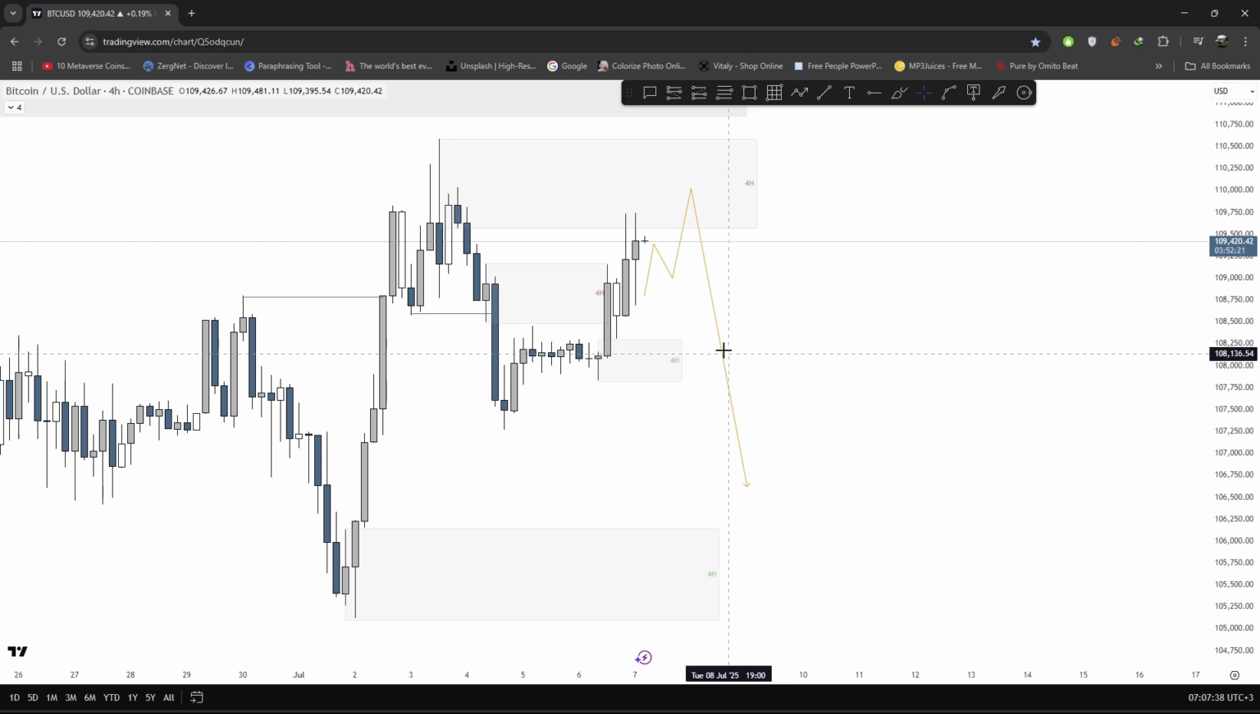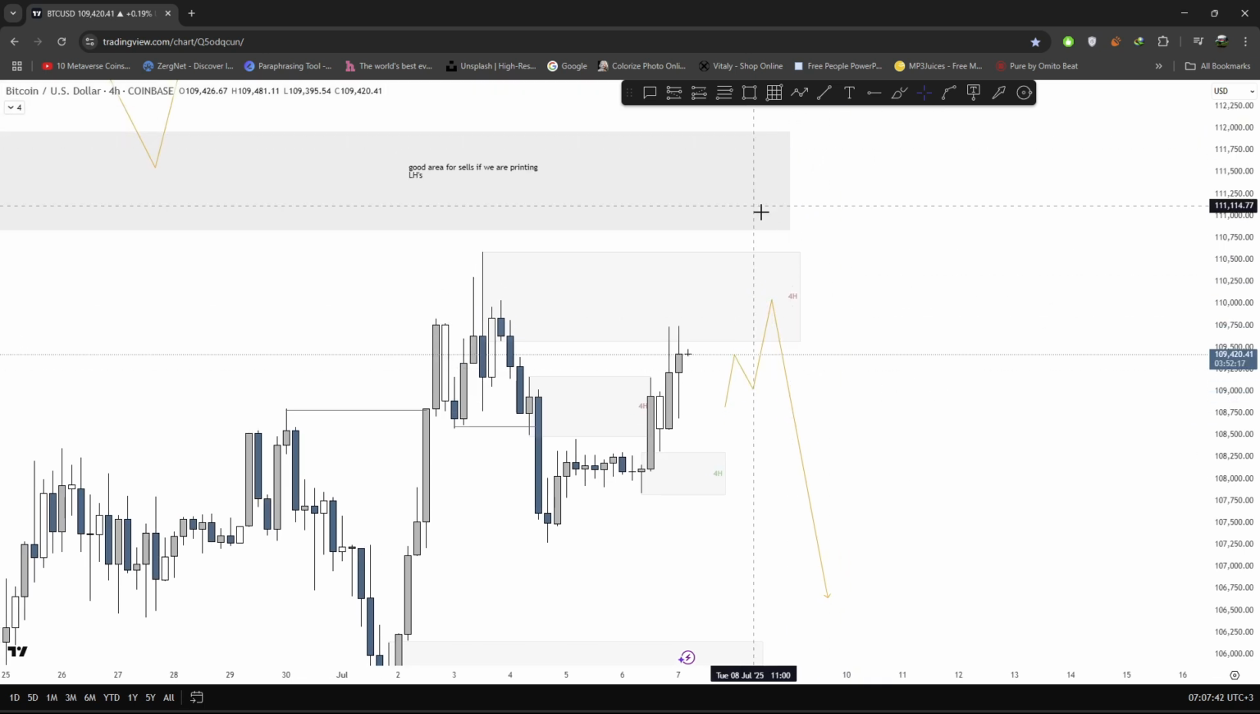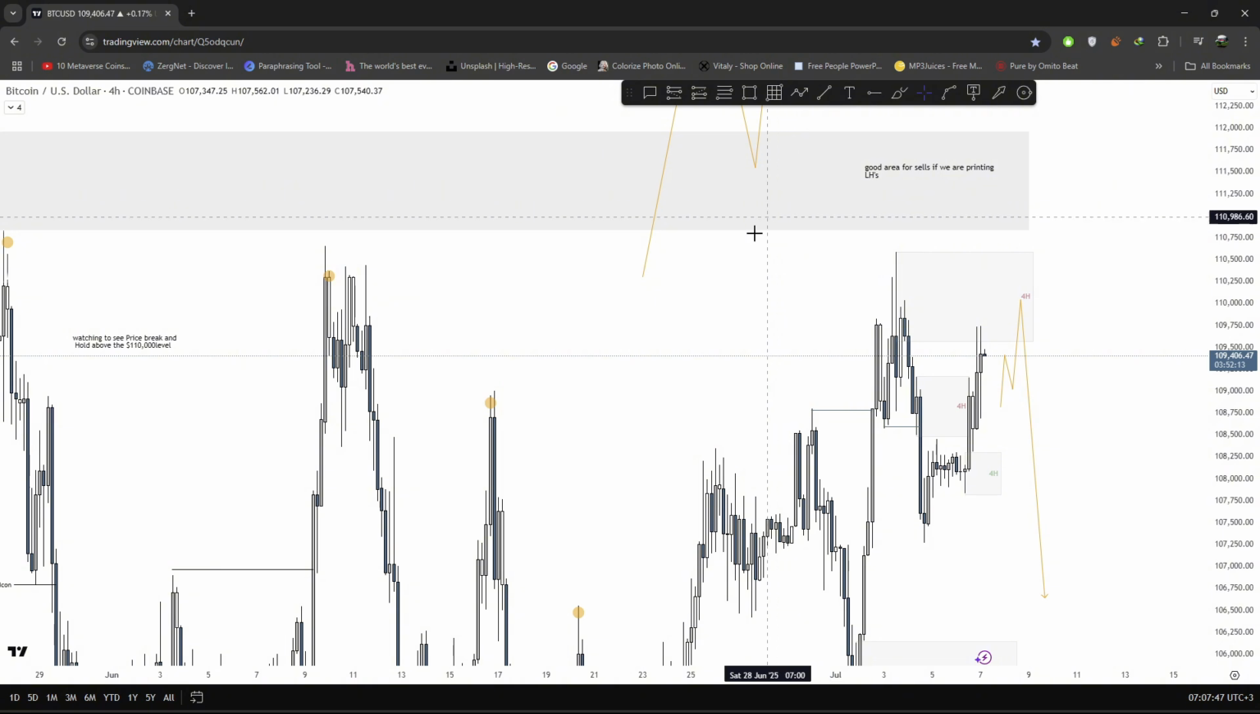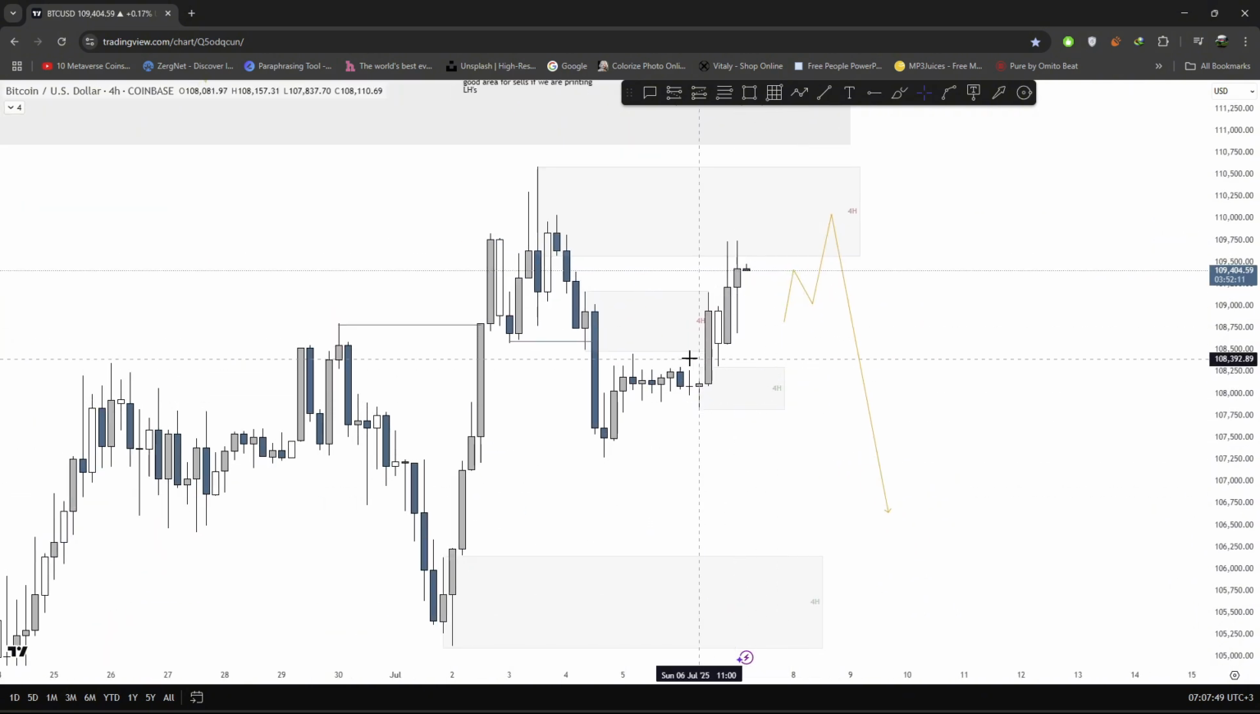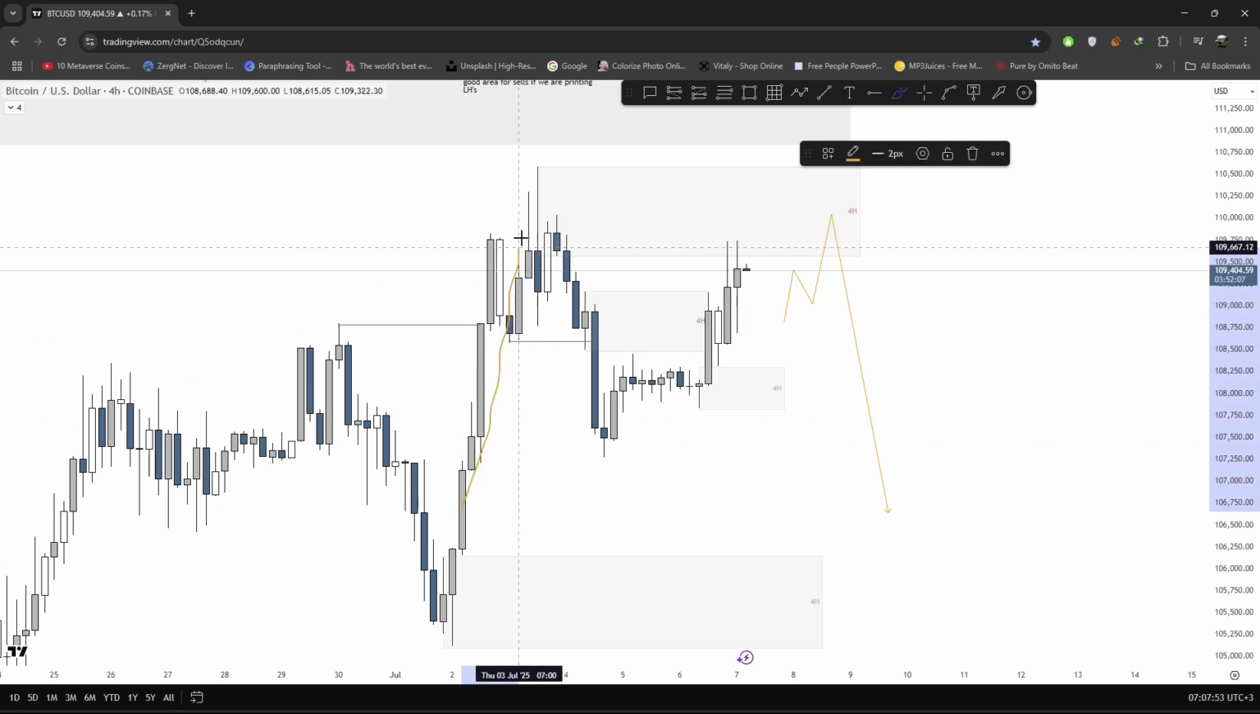BTC, Bitcoin, same thing as well. Looking for sells. We have struggled to get back to those all-time highs, again the 110,000s and 111,000s. We did have a good rally to the upside the previous week, and then we can see price quickly corrected to the downside, brought us back to that 107 level. We did range quite a bit, and then we've broken out of that range. So we'd want to see how price reacts to that.